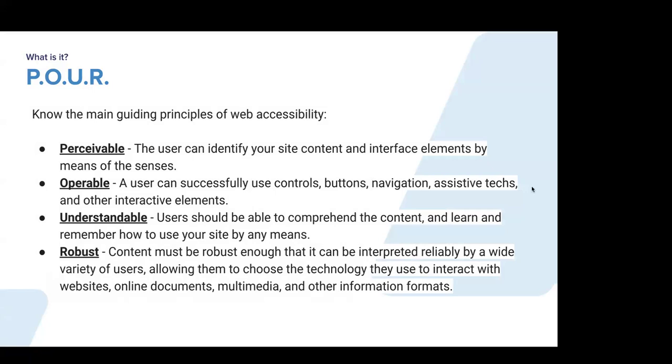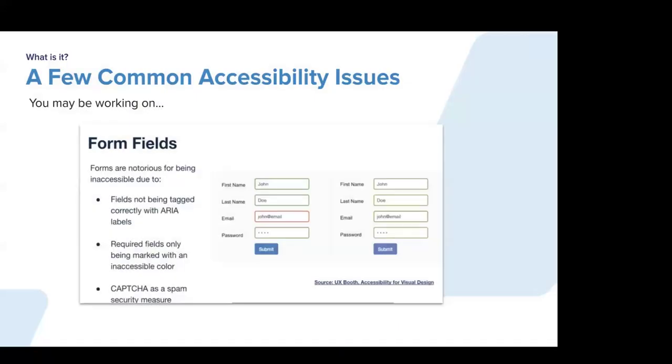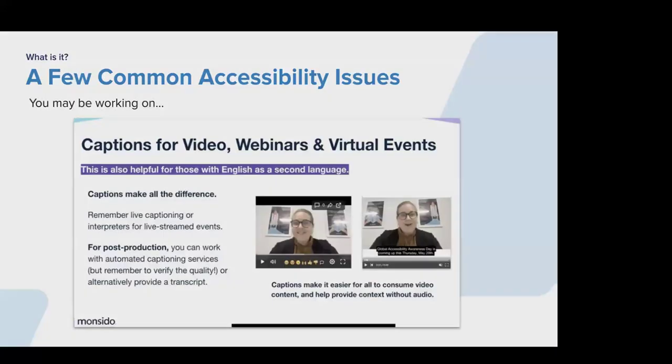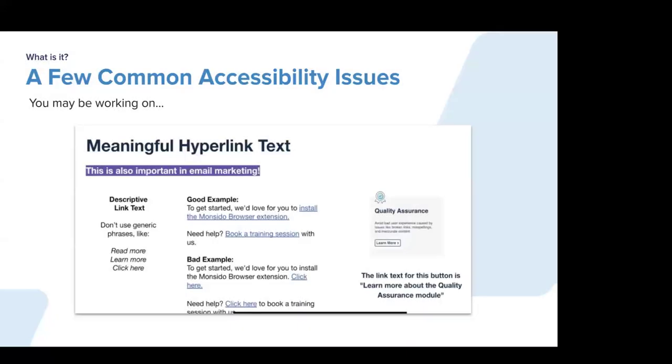This is a common acronym that you might see if you start looking around. Essentially, you want your tools and your products to be perceivable, operable, understandable, and robust. It's a good thing to keep in mind, and easy to remember. Some topics, some success criteria that we all probably have come up against up until this point are things like form fields, making our form fields accessible. Video captions, right? For webinars and virtual events, having those captions available in one way or another, or maybe multiple ways, is always a great idea. Meaningful hyperlink text.